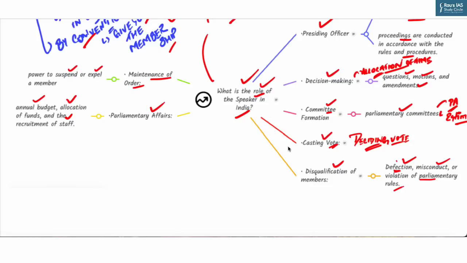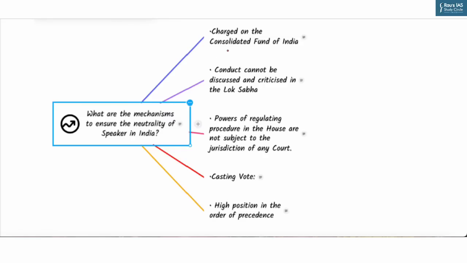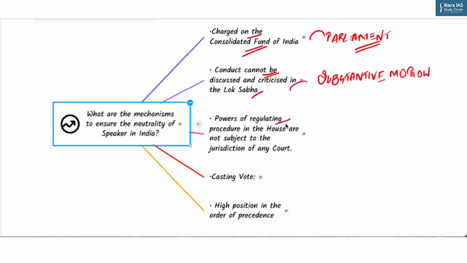Now, let's see what are the mechanisms to ensure the neutrality of the Speaker in India. First in this is that they are charged on the Consolidated Fund of India. Now, what does it mean? That the salaries and allowances of the Speaker are fixed by Parliament. Next is his work and conduct cannot be discussed and criticized in the Lok Sabha or in the state legislative assembly except on a substantive motion. Next, the powers of regulating procedure, conducting business, or maintaining order in the House are not subject to the jurisdiction of any court.